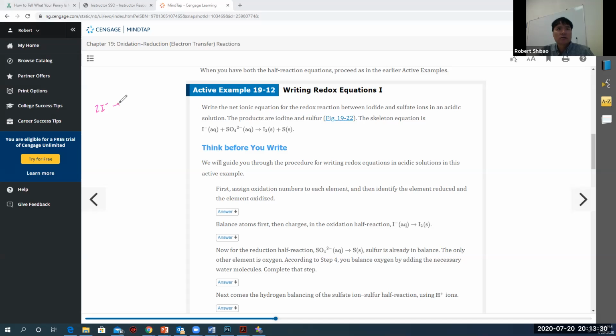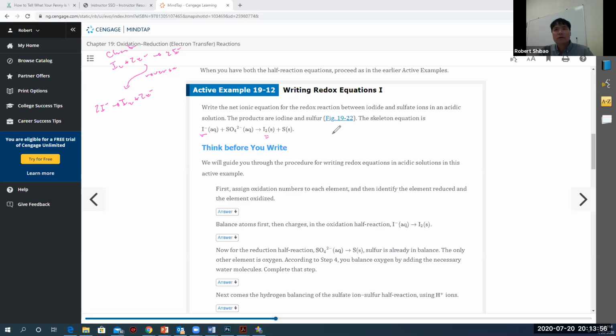If we look at iodide, we can just copy it off the chart. 2 iodides goes to an iodine plus 2 electrons. It's written on the chart as iodine plus 2 electrons yields 2 iodides. So it's off the chart; we just reverse it. We reverse it and then we'll have iodide going to iodine. So that one we copied off the chart.